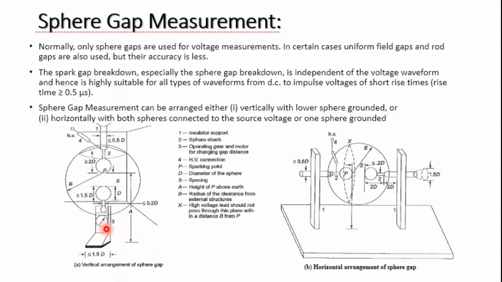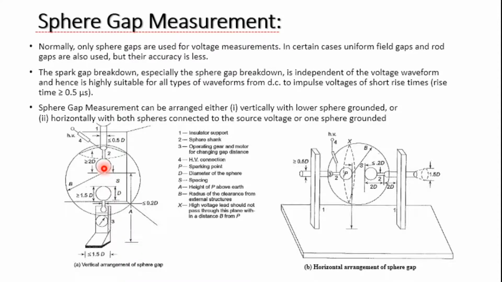The fourth one is the HV connection, and P is the sparking point. At this point there is a possibility that breakdown takes place at this junction, resulting in the formation of pitting, so care has to be taken. D is the diameter of the sphere, so it depends upon the diameter, such as 6.25 and so on; we have different diameters of spheres. And S is the spacing, the distance between these two electrodes.